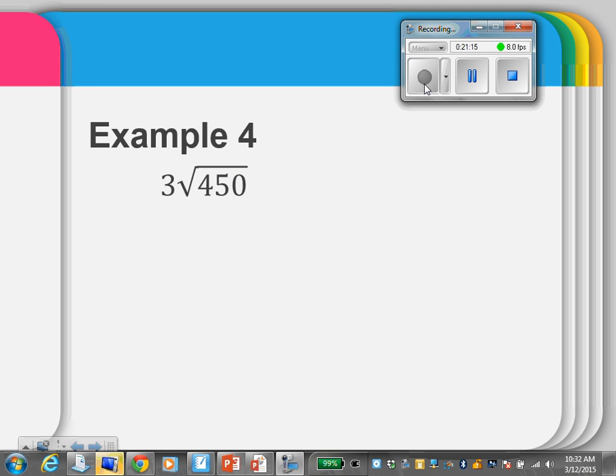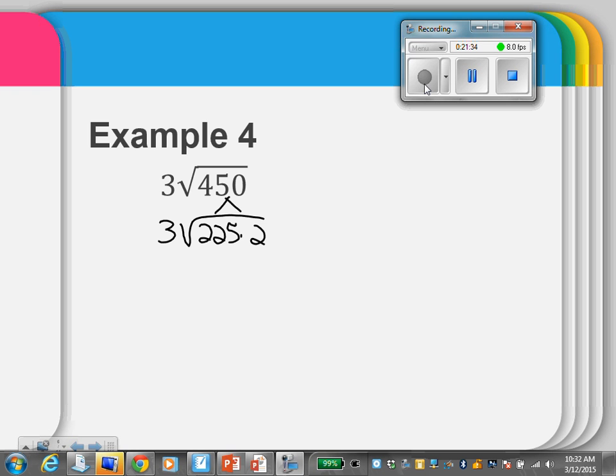Does anyone want to share their answer? Go, Lindsay. Mm-hmm. 225 times 2. Good. You break it apart. Kind of like a factor tree. Okay? Does that make sense?